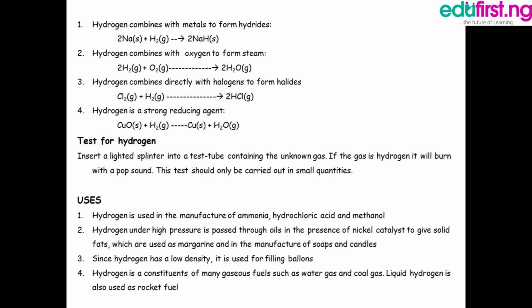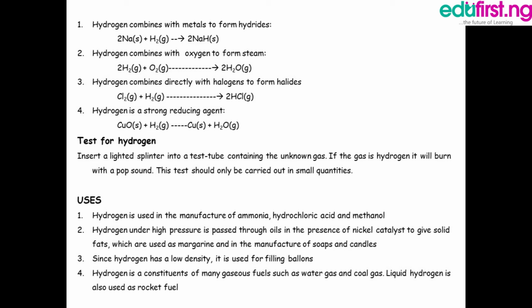Hydrogen combines with metals to form hydrides. Hydrogen combines with oxygen to form steam. Hydrogen combines directly with halogens to form halides, and also hydrogen is a strong reducing agent.